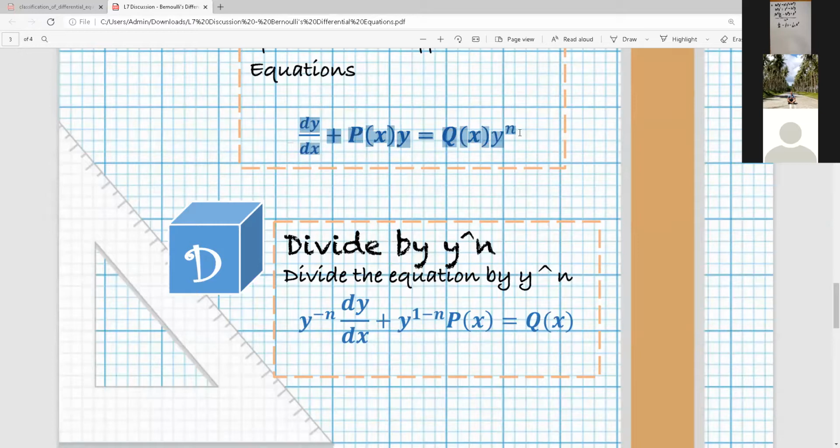Using that standard form, what is our p of x? The p of x is the coefficient of y, so that's negative 3 over 2. And q of x is the coefficient of the term with y raised to n, so that's equal to 1 over 2x squared. And here n is equal to 3.